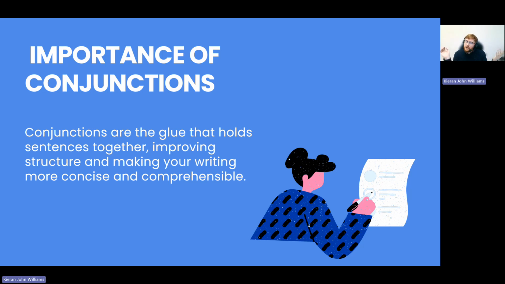They are the glue that connects our sentences and clauses together, makes it easier to understand for people, and it is smoother as well. So when you are writing essays in higher education, for example, this is where you definitely should be using subordinating conjunctions in general.